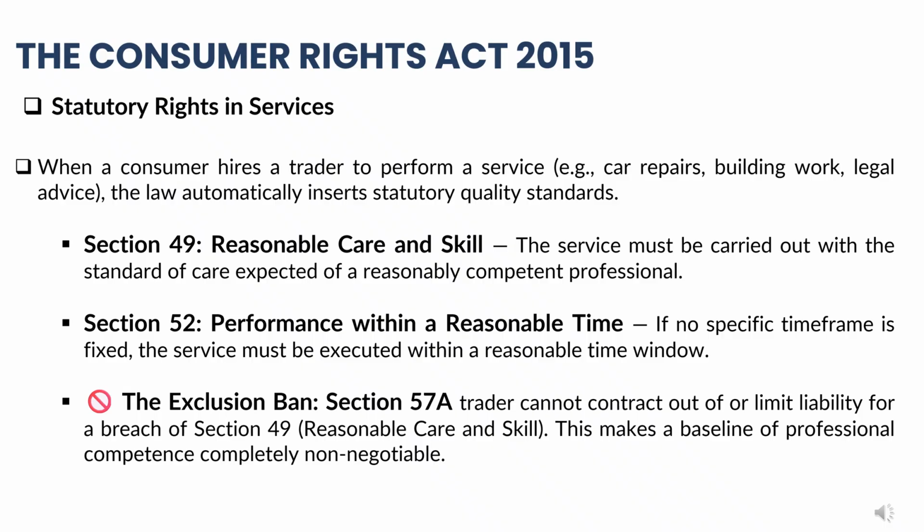By creating an absolute statutory bar under Section 57, Parliament has made a baseline of professional competence completely non-negotiable in consumer contracts. A business can print whatever terms they want on the back of a receipt or invoice, but the moment they try to exclude liability for a lack of reasonable care and skill, Section 57 renders that clause instantly void. Now that we have fully covered how the CRA protects consumers across both physical goods and intangible services, let's look at how these provisions are structured when applied to the modern digital economy.